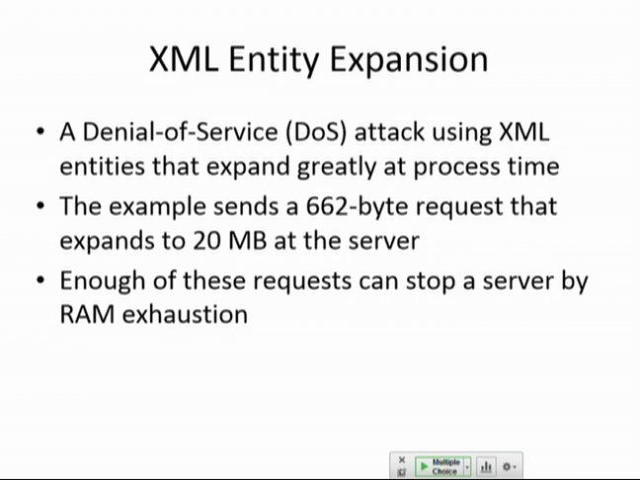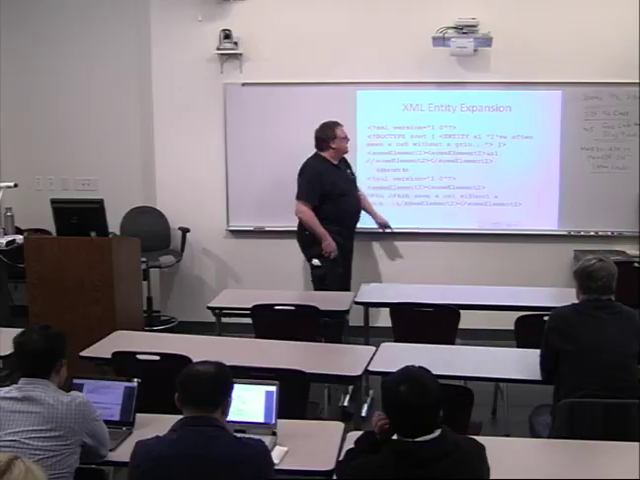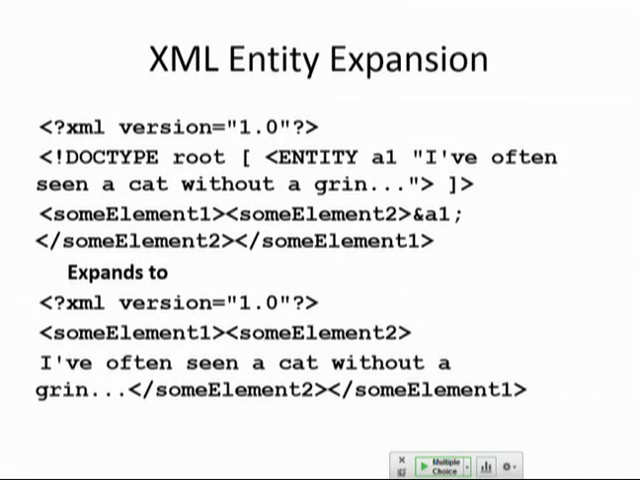You can make an XML entity which cannot be parsed because the parsing makes it very big. So here's an example, a 662-byte request that expands to 20 megabytes. What this does is you define something called an entity, which is like a user-defined variable. So A1 stands for this sentence, "I've often seen a cat without a grin."